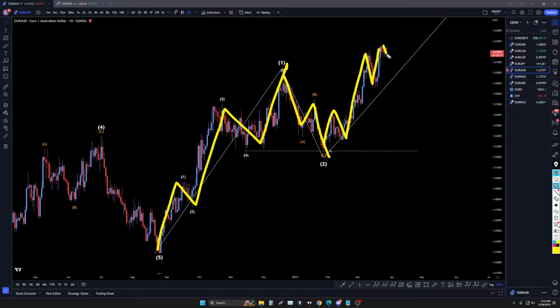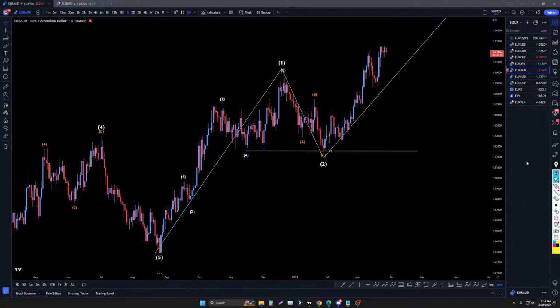We definitely could make a pullback. We probably are going to make a pullback. But I bet it'll make a higher low. I don't think it's going to go down that far. Everybody is going to think it's the end of a trend, and they're going to think it's going down there, but what probably will happen is it'll make an ABC, make a higher low, and then just continue the uptrend.